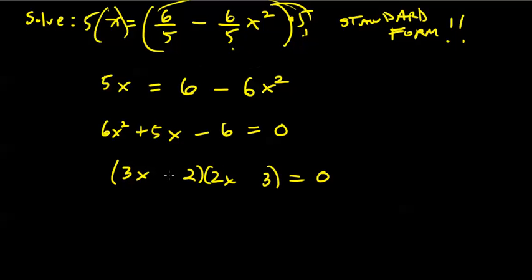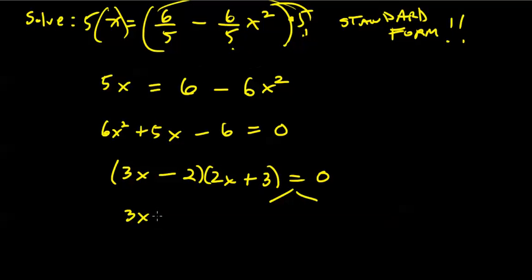So I get a minus 4x for my inner product and a plus 9x for my outer product. And indeed, that will do it. Okay. I will then branch this off into 2 degree 1 equations.